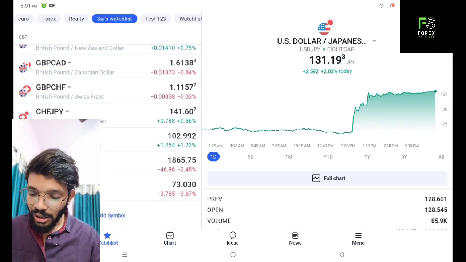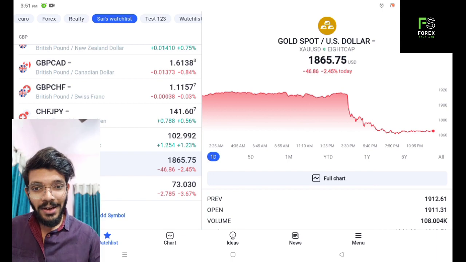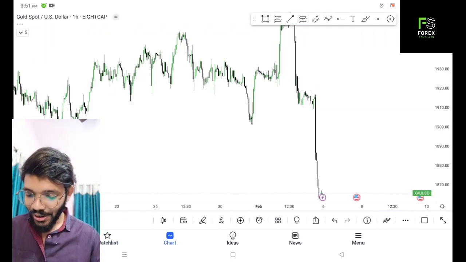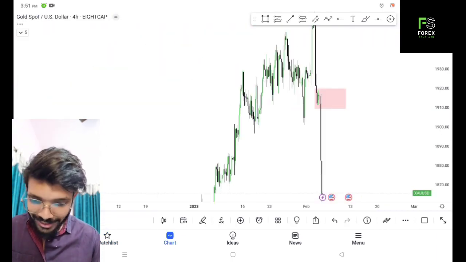Now when we take a look at all these pairs, we have to look at gold, which has done some real damage on Friday, and oh my lord, look at this.